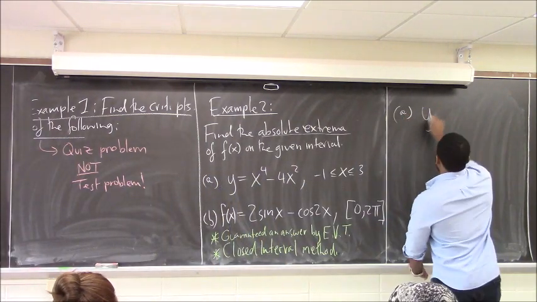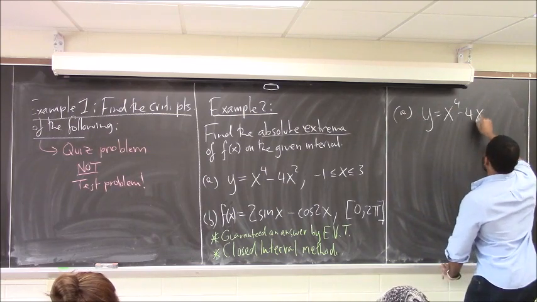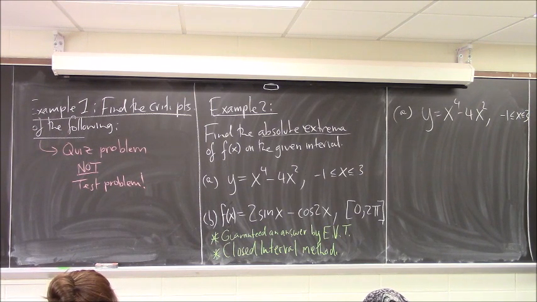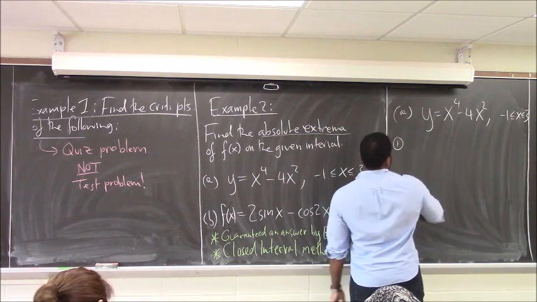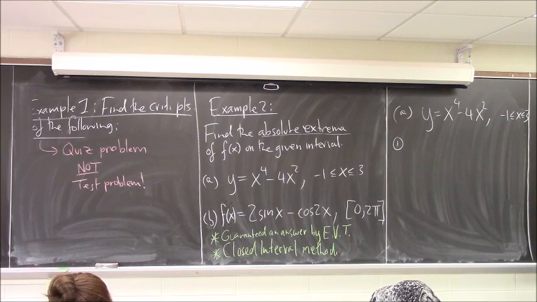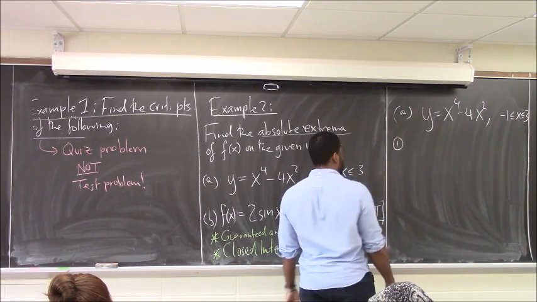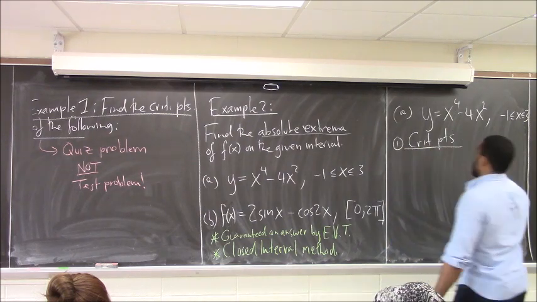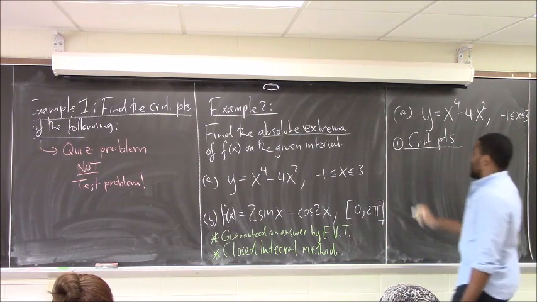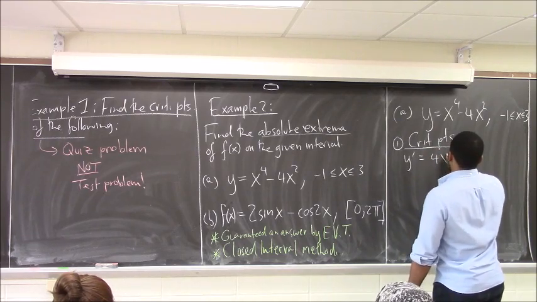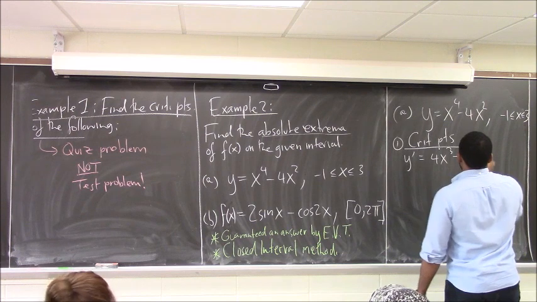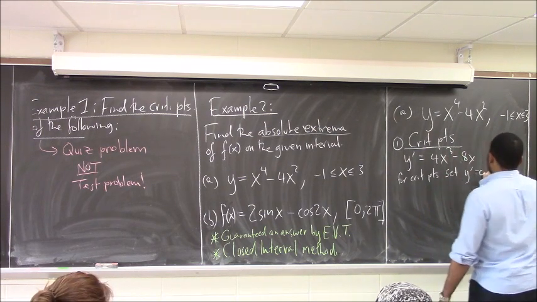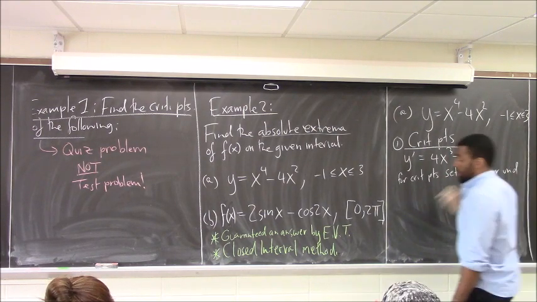So let's look at A. Now we have y equals x to the fourth minus 4x squared. Step one, what is the first step in the closed interval method? Find the critical points and calculate the y values. You need to find the critical points and evaluate the function at the critical points. To that end, you would find the derivative. For critical points, you set y prime equal to 0 or undefined. This is a polynomial, so it's never undefined.